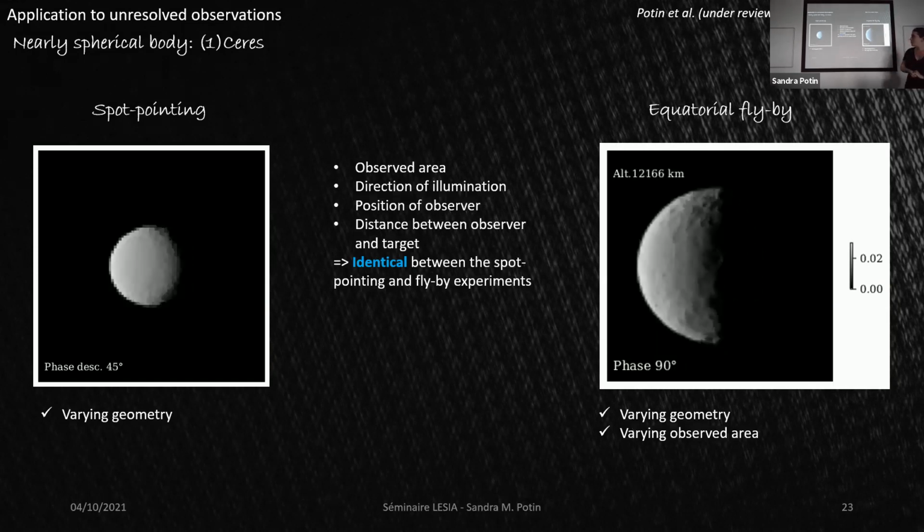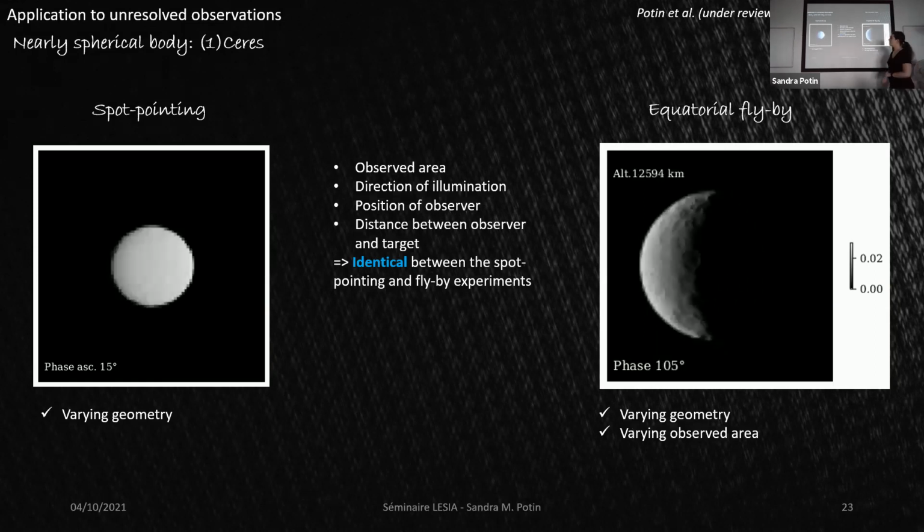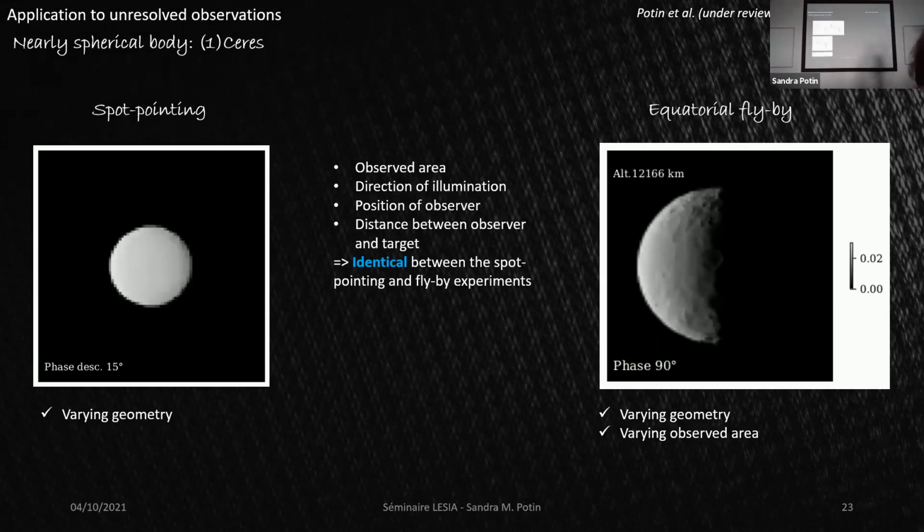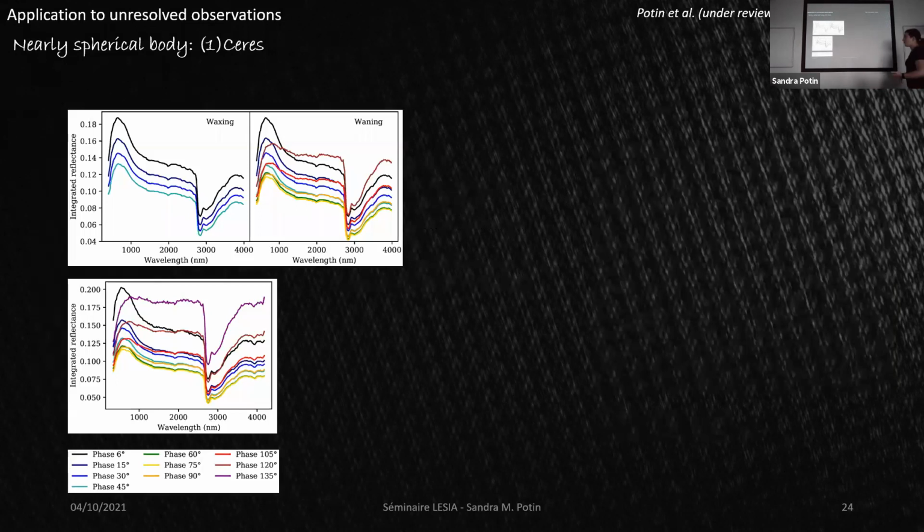So we have our images, but what we want is the unresolved observation of the asteroid. So for each of these images, we took the reflectance spectra, summed them over the whole surface, and ended up with reflectance spectra of our simulated target. The first plot is for the spot tracking experiment. And here are the spectra from the flyby. You can start to see an effect of the geometry between this spectrum here and this spectrum here. They are very different.